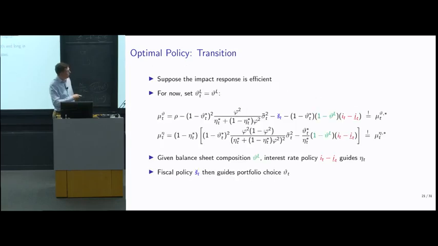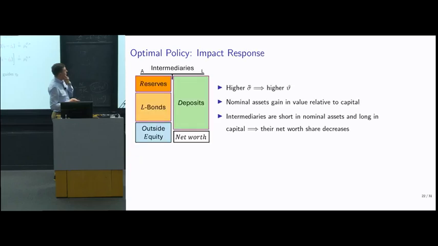All right, so now suppose we did the transition. The only thing that we have to do is to make sure that we jump right, that this initial impact response coincides with the planner's one. So how does this jump work? Well, once this sigma tilde goes up, capital becomes more risky. Everybody wants to move away from risky capital towards safe nominal assets. And that's going to push varTheta up, and it's going to lead to appreciation of nominal assets and depreciation of risky capital.